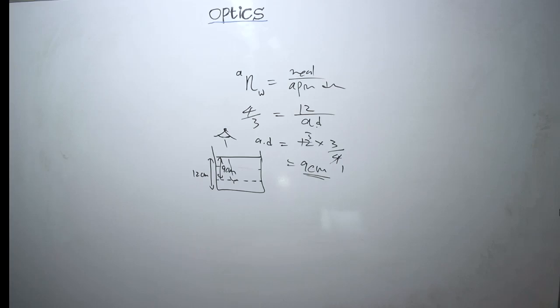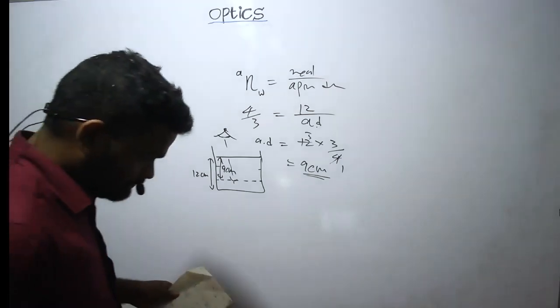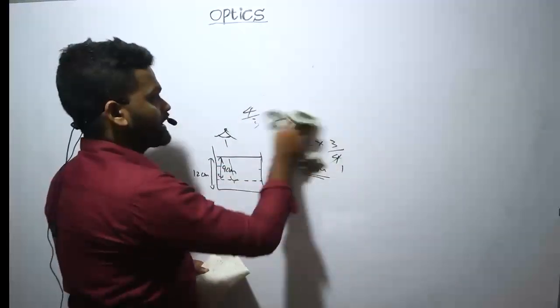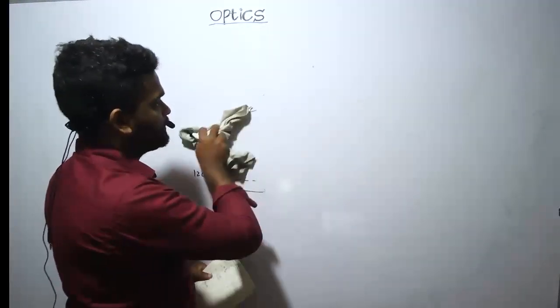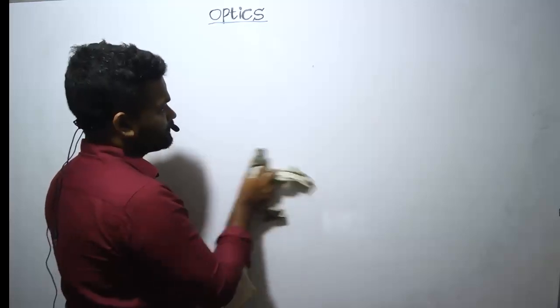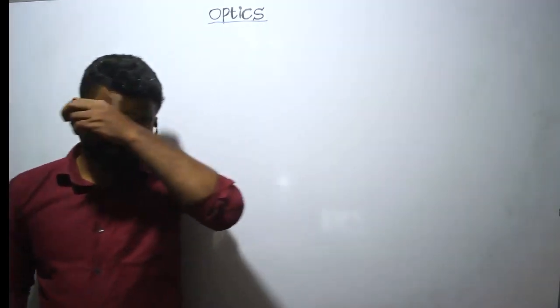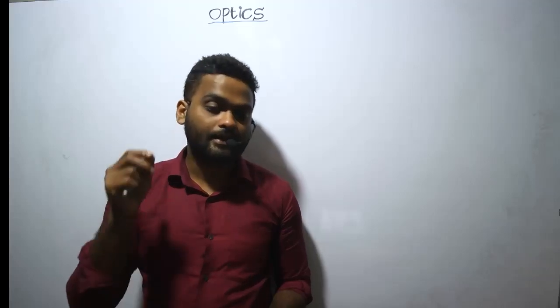Write down: find the apparent positions of the bird and the fish.